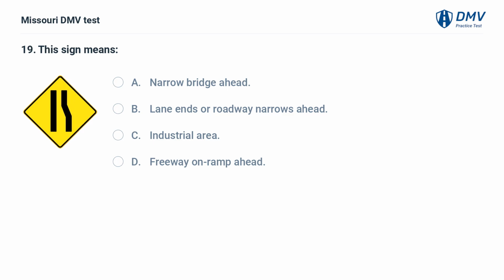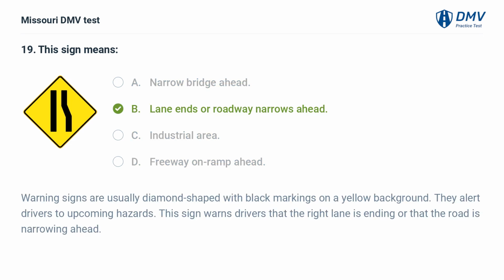This sign means A. Narrow bridge ahead. B. Lane ends or roadway narrows ahead. C. Industrial area. D. Freeway on ramp ahead. B. Lane ends or roadway narrows ahead.